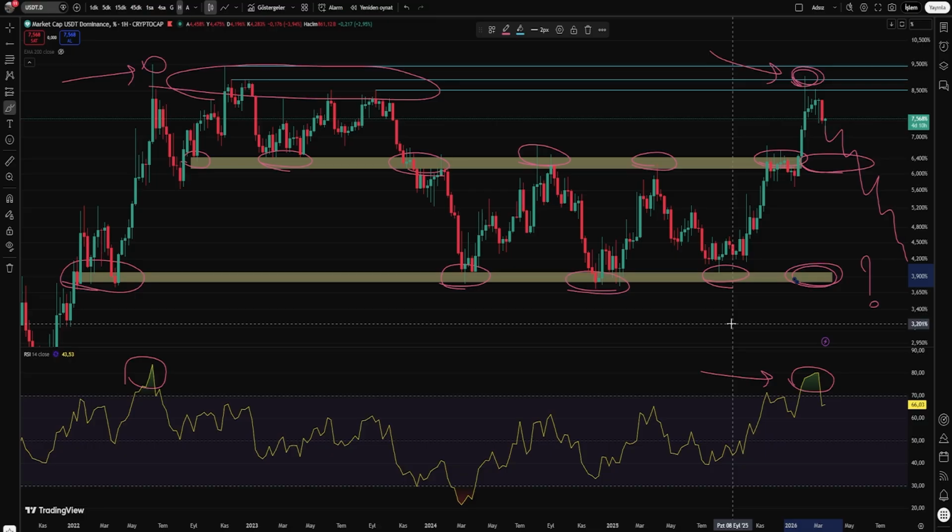The rotation is beginning. USDT Dominance on the weekly, a 4-year range, 2 critical zones, an RSI that is rolling over from near-overbought, and a clear historical pattern that has called every major crypto cycle since 2021. Watch 6.20% to 6.60% as the first target for dominance to reach on the way down. If that breaks, the crypto rally that follows could be one of the most significant moves we've seen in this cycle.